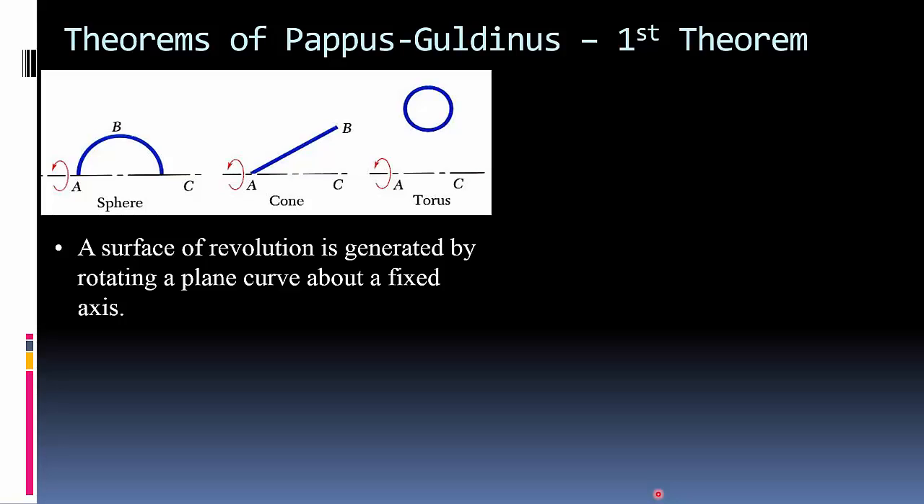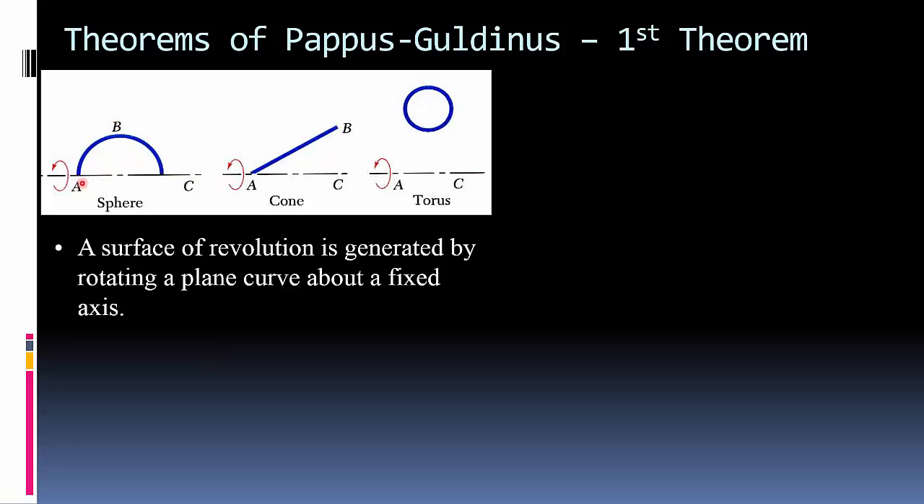Okay, here's our next new concept. It's called the Theorems of Pappus-Guldinus. Now, there's two theorems of Pappus-Guldinus, and they're pretty convenient theorems. Before we talk about them, let's say, what are we trying to do? Well, it turns out you can create a surface of revolution by rotating a plane curve about a fixed axis.